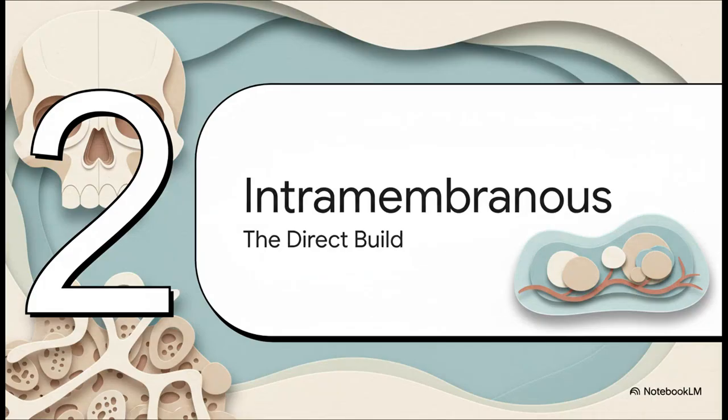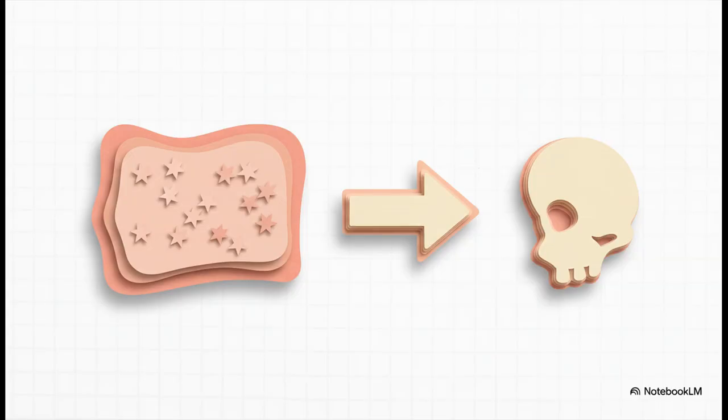Let's dig into that first pathway, the more direct one, intramembranous ossification. This is the body's go-to method for quick, no-nonsense construction. It's absolutely essential for forming those protective plates of our skull while we're still developing, and it's also the process that kicks off healing when you fracture a bone. So what's the big takeaway here? No middleman. Seriously, no cartilage whatsoever. This process builds bone straight from a sheet of embryonic tissue called mesenchyme.